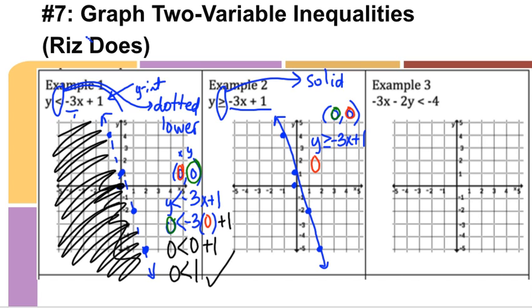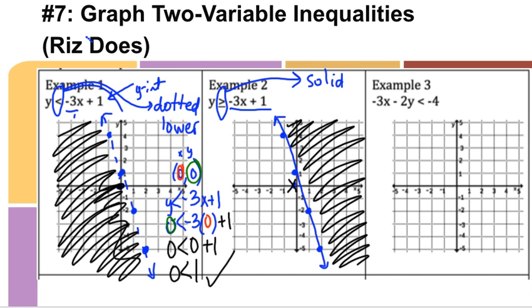Let's call the x-value green and the y-value red. So this is the y, 0, greater than or equal to negative 3 multiplied by the green 0 for x, plus 1. So that's 0 greater than or equal to 0 plus 1, and 0 is greater than or equal to 1. Is it true that 0 is greater than or equal to 1? 0 is not greater than or equal to 1, so I know that this point is not included, meaning that this whole side is not the side that I want to shade. So the side that I want to shade is the opposite side.